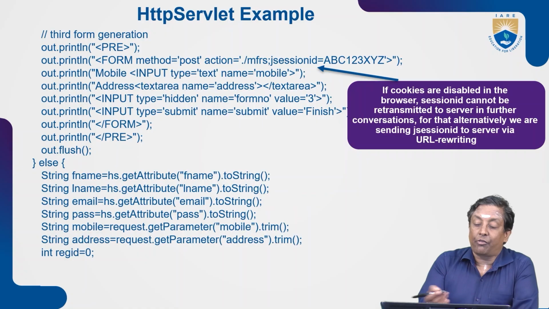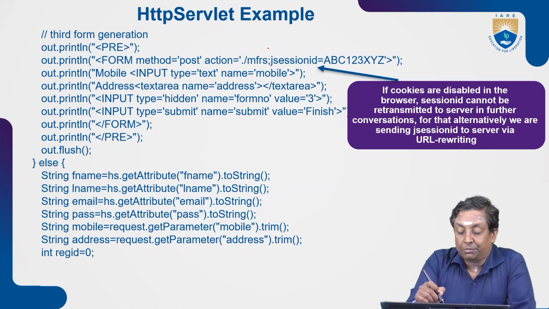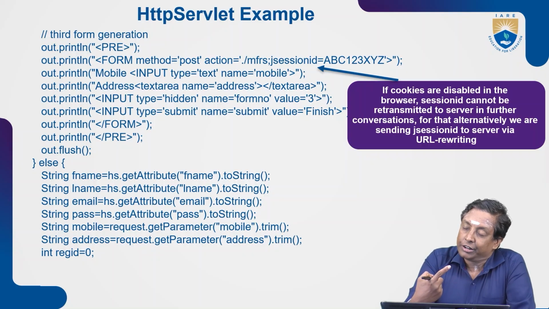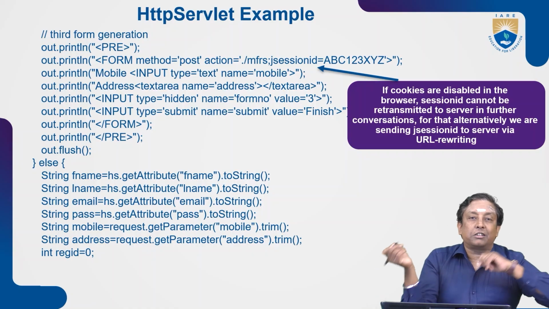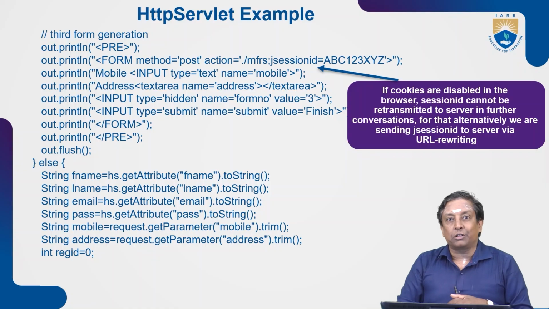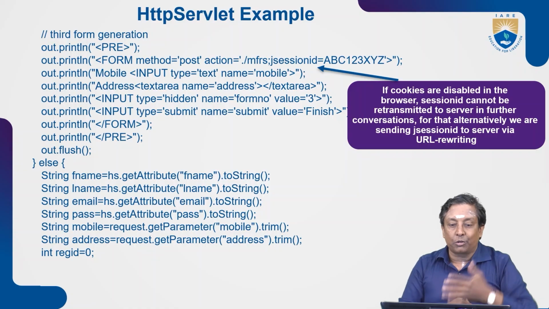Again, the third form is generated. In the third form also, at the end of the action path, we are referring to semicolon jsessionid equal to the session ID. This is managing the session ID through URL rewriting. Previously, it was managing the session ID through cookies. In the URL, you are every time rewriting the session ID. Even if the browser disables the cookie, this form will go to the browser and run on the browser.